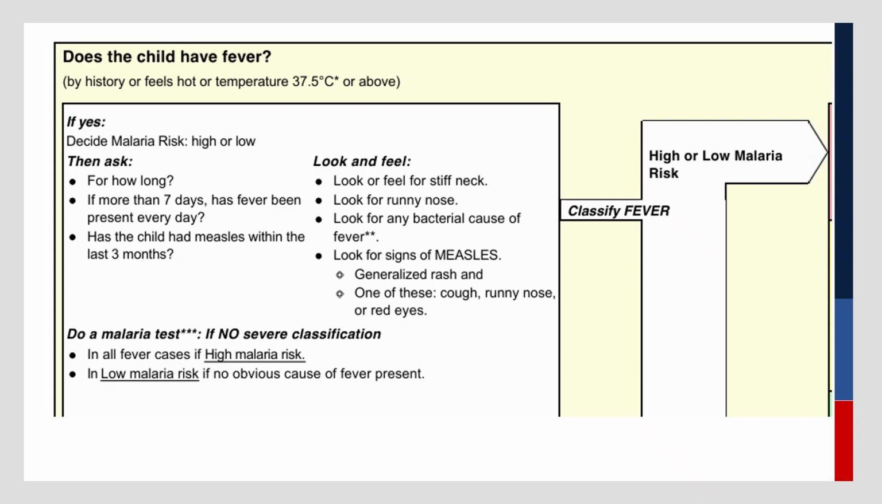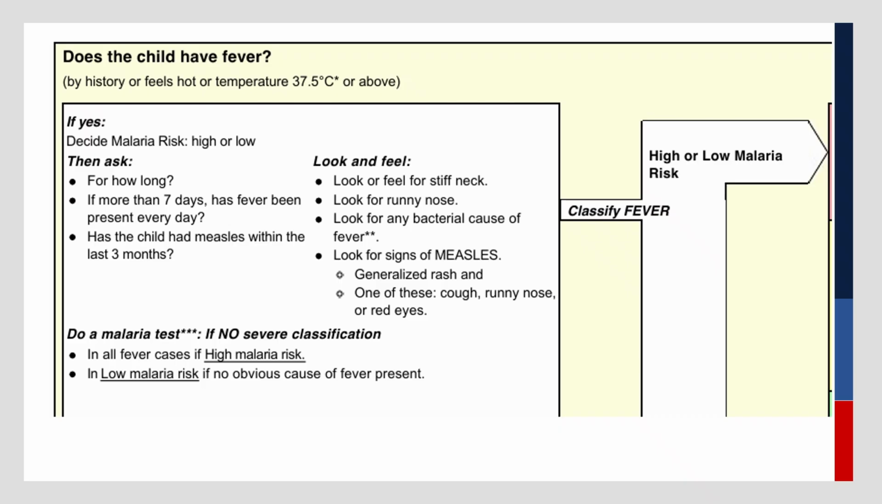In some countries, there is a high risk of malaria. In some countries, there is low risk of malaria. Then there are different seasons. There's a season where there's high risk of malaria, and in some countries, in the same cities, in certain seasons, the malaria tends to decrease. But there are high risk countries and low risk countries. Look at your countries, find the stats of your country. Then you are going to ask for how long the child has been having fever. If the fever has been more than 7 days, has the fever been there every day? And you're going to ask about measles as well, if the child has had measles in the last 3 months.